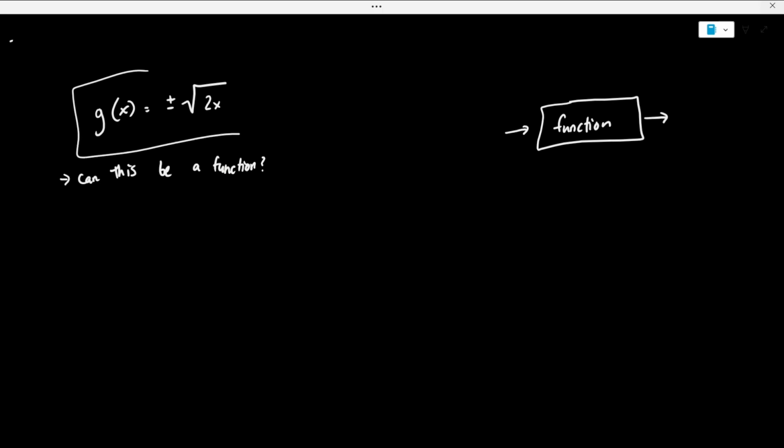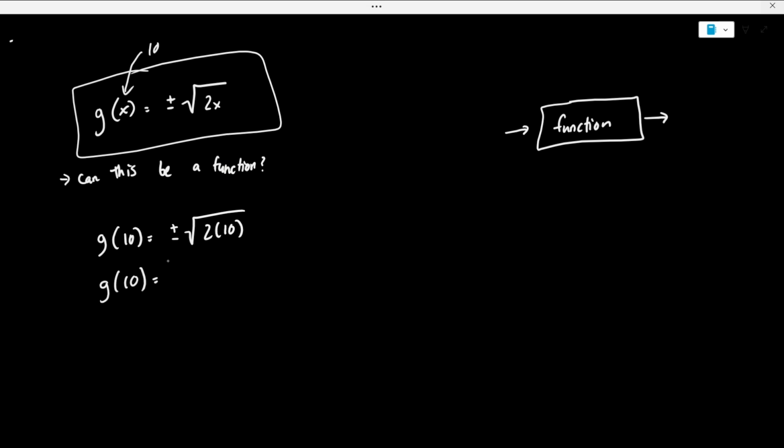The problem with this is, let's say I input 10 in here. You can input anything in here, it doesn't matter what you input. The problem is that when you are going to find the output, you are always going to get two answers.